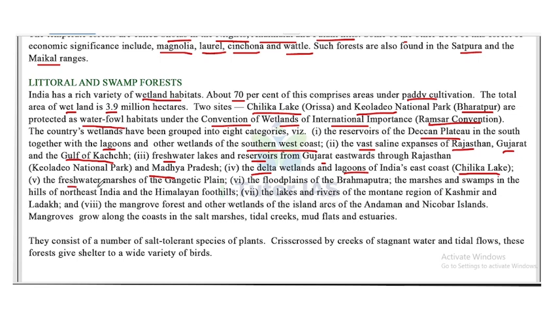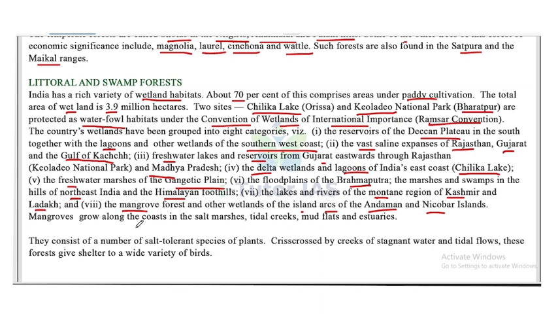Next, the freshwater marshes of Gangetic Plain, the floodplains of the Brahmaputra, the marshes and swamps in the hills of northeast India and the Himalayan foothills. Then, the lakes and rivers of mountain region of Kashmir and Ladakh. Next one, the mangrove forest and other wetlands of the island arcs of the Andaman and Nicobar Islands.